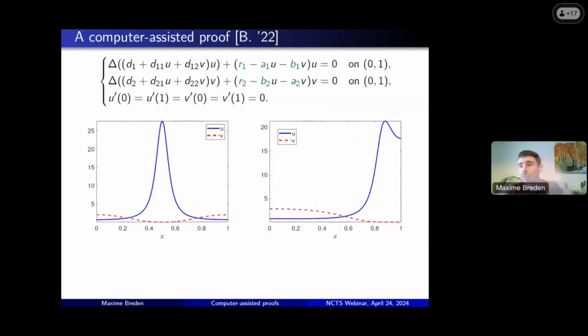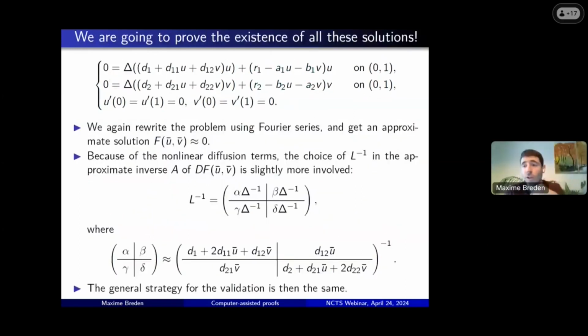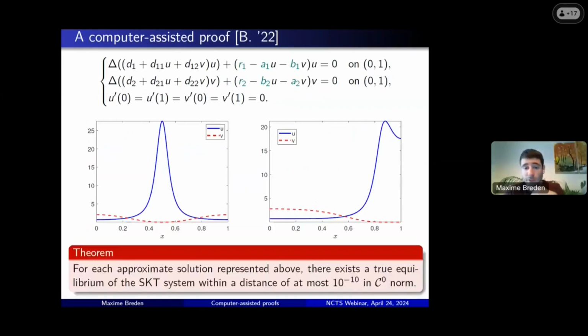Yes. And then you can apply the Newton-Kantorovich argument. And for instance, this is what you get. Those are the solutions I showed before when the homogeneous set is not admissible. But yet the computer-assisted proof, you can apply it. And then it tells you, yeah, this is actually a true solution up to an error which is 10 to the minus 10 in C0 norm.